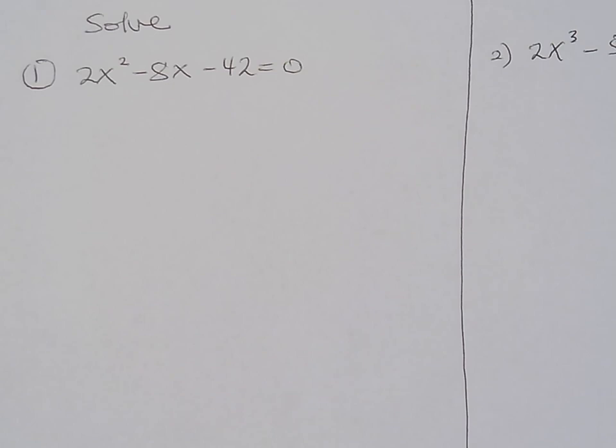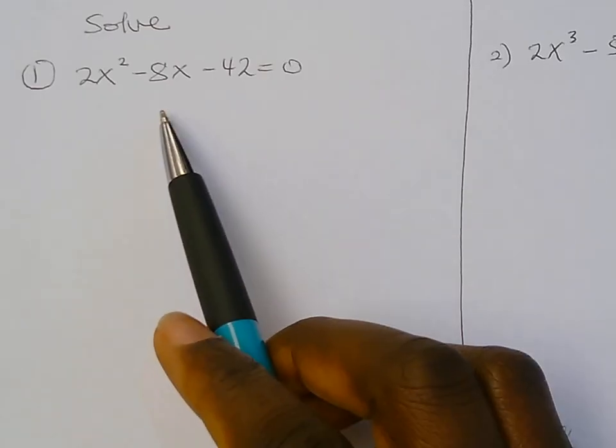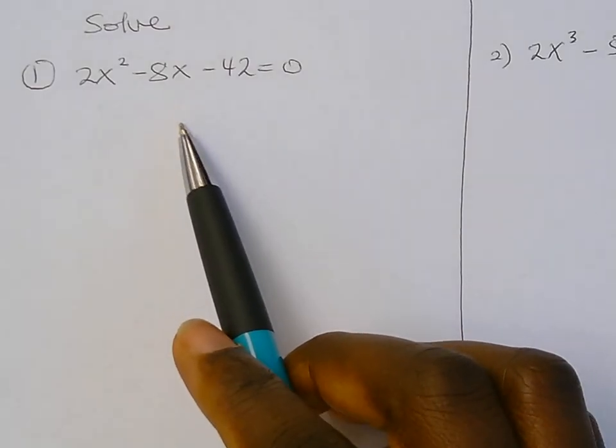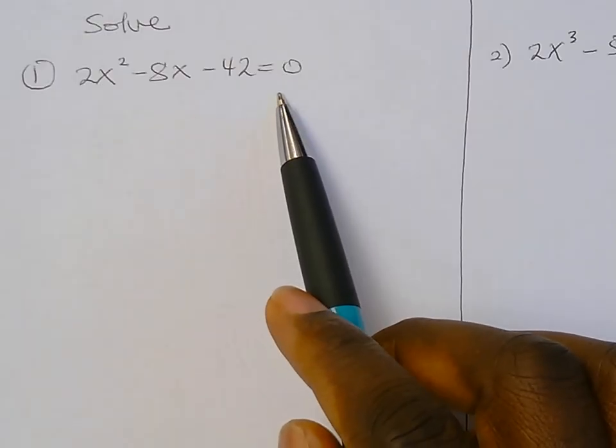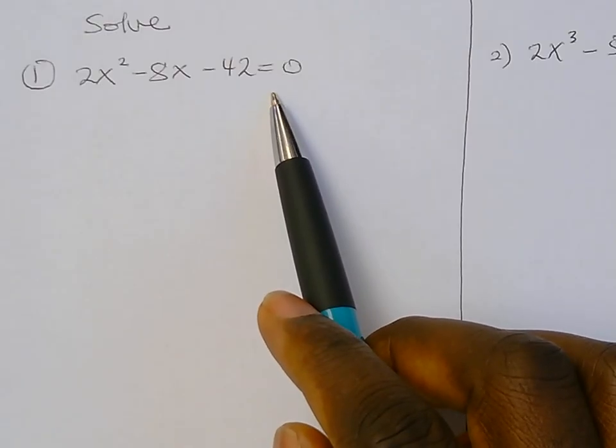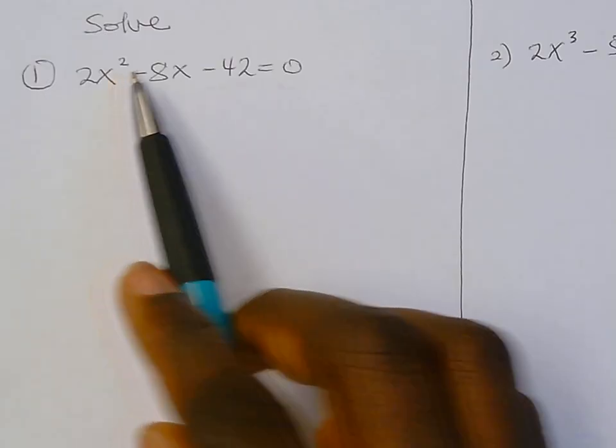Alright, good morning. We are going to be solving polynomials, and we're going to look at two examples. The first example we are looking at is 2x squared minus 8x minus 42 equal to 0. If you recognize that this is a quadratic equation, we have a highest degree of 2.